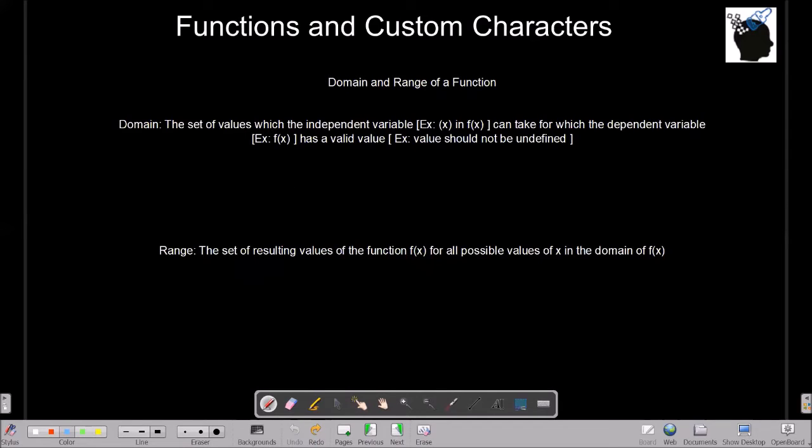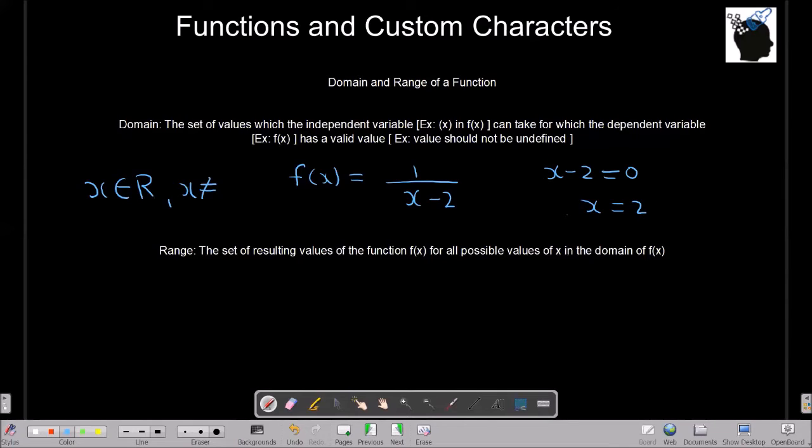Let's take an example. So let's say f of x is equal to 1 divided by x minus 2. Now we know any fraction becomes undefined whenever the denominator is equal to 0. That means this function will become undefined when the denominator is 0, which is nothing but x minus 2 is equal to 0 or x is equal to 2. So this means that x can take all the values apart from x is equal to 2. So the domain for this function will be x belongs to all the real numbers and x cannot be equal to 2. Let's talk about the range now.